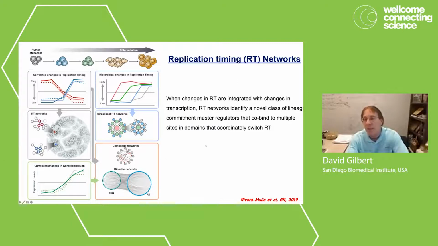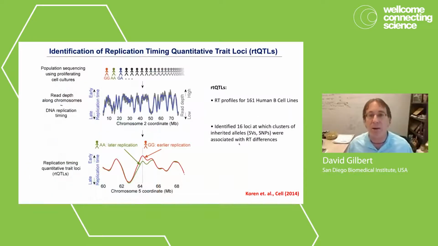So we were then able to show that those transcription factors that are co-regulated with replication timing changes throughout the genome are actually co-binding at multiple sites within the domains that are switching replication timing. So we identified new interactions and provided evidence that it's transcriptional regulatory network changes that are driving these changes in replication timing.